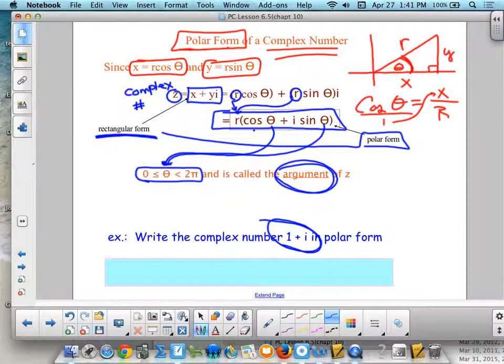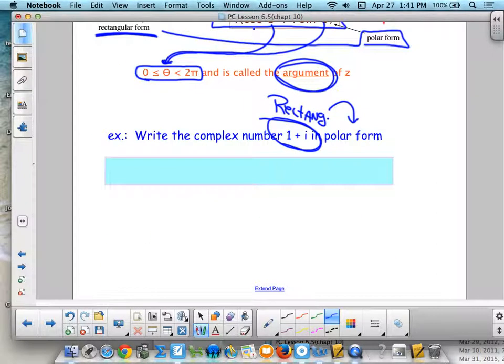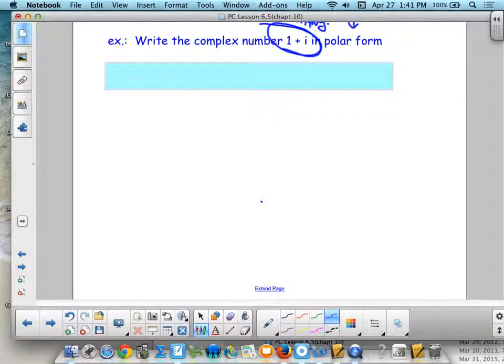Polar. You got to get it out of rectangular. That's what it's in, by the way. This is rectangular, and get it into polar. Here we go.